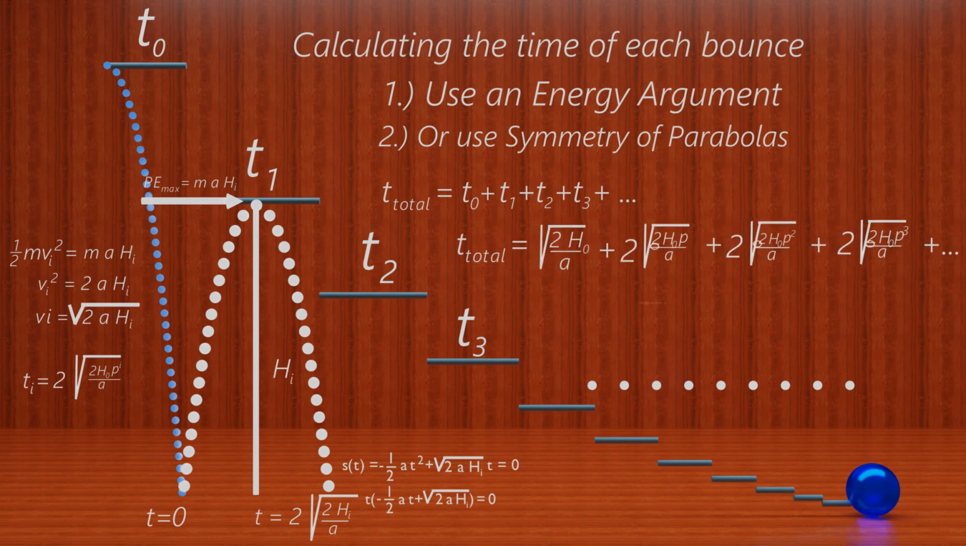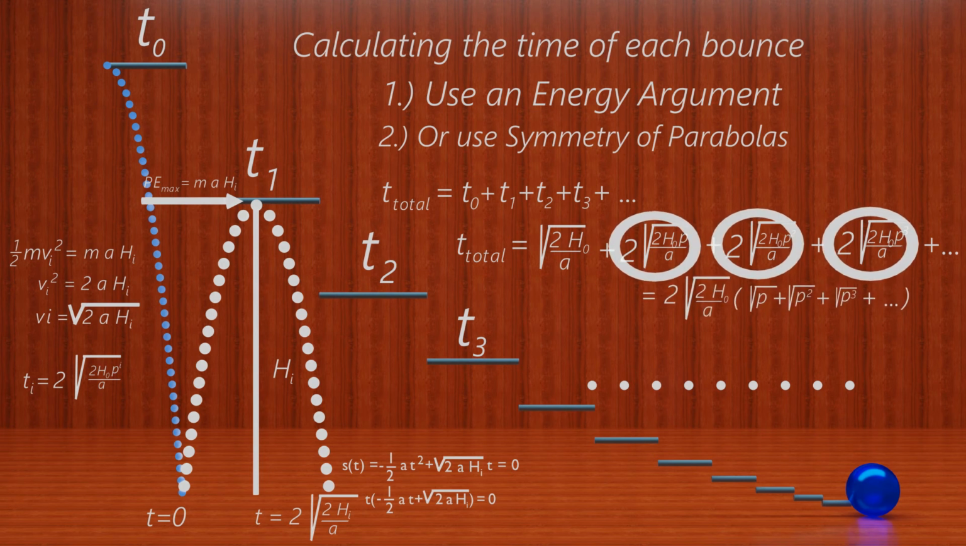We notice that 2 times the square root of 2h naught over a is constant in all the terms, so we can factor that out, and we are left with 2 times the square root of 2h naught over a times, in parentheses, square root of p plus square root of p squared plus square root of p cubed plus so on. We can move these powers to the outside of the square root by our rules of exponents, so we'll be left with square root of p plus square root of p squared plus square root of p cubed. We can then factor out a square root of p, so we have 2 times the square root of 2h naught over a times square root of p times, in parentheses, 1 plus square root of p plus square root of p squared plus dot dot dot.